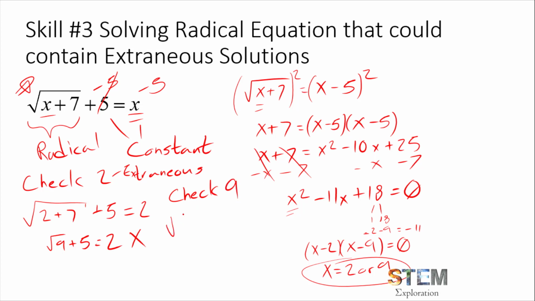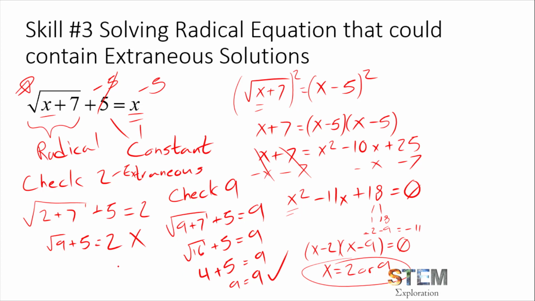So if we check out 9, what we're going to see is 9 plus 7. We're going to add 5. We're going to set that equal to 9. We'll get the square root of 16 plus 5 is equal to 9. This will give us 4 plus 5 is equal to 9. 9 is equal to 9 last time I checked. And that means 9 is the only solution.